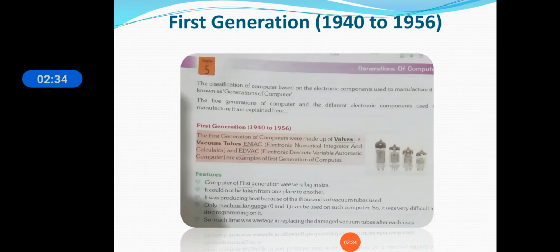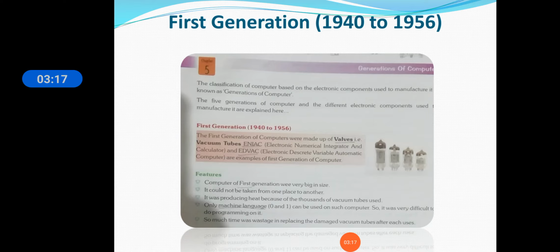Now students, remember that so much time was wasted in replacing the damaged vacuum tubes after each use. So it was very difficult to use this type of computers. The first generation of computers were very big in size, we could not take them from one place to another, and we had to tamper with the hardware. So the first generation of computers were very hectic. They were used between 1940 to 1956.